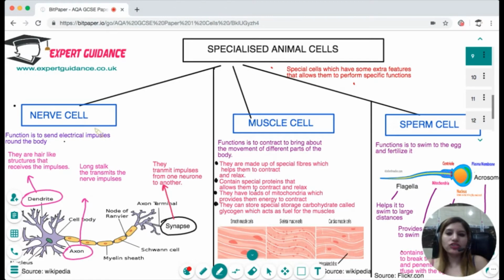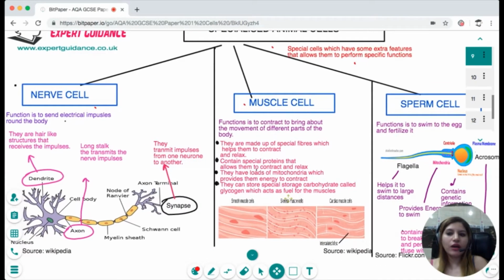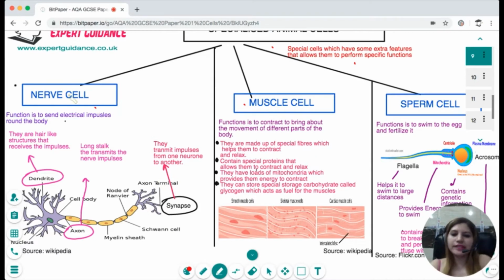What you need to do for each of these cell types is know what the functions of each of these cell types are, and depending on the functions, what structural characteristics they have. So for example, a nerve cell. What is the function of the nerve cell? To send electrical impulses around the body. Now this is the structure of the nerve cell.